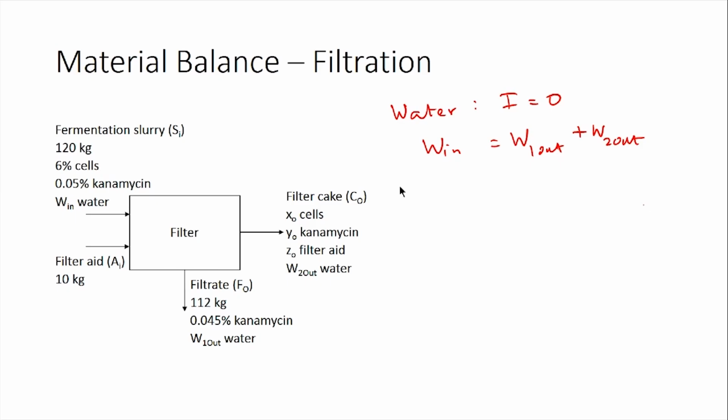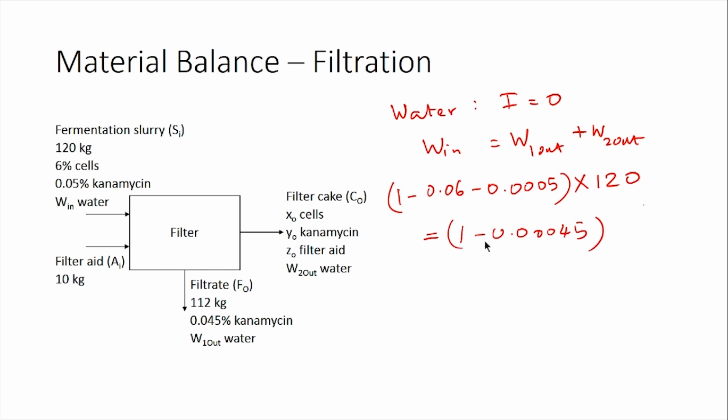So, knowing that, we can calculate the mass fraction of water as 1 minus 0.06 minus 0.0005 times 120. This is the mass of water entering the system. Water is leaving the system through two different streams. In the filtrate, the concentration of kanamycin is given as 0.045%, which means the rest would be water. So, the mass fraction of water would be 1 minus 0.00045 times the mass, which is 112, giving you the total mass of water leaving the system through the filtrate.